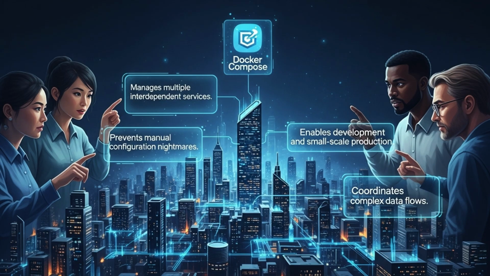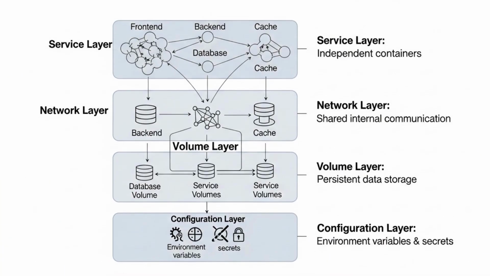Docker Compose gives us this power at a manageable scale, allowing us to define and run a multi-service application as a single unit. It saves us from the constant headache of individual service management, making development and small-scale production much more efficient. It's the key to handling the complex data flows that are typical in modern AI platforms, ensuring everything works in harmony. At its core, a Docker Compose setup creates a unified application stack where each service runs in its own isolated container but communicates seamlessly.